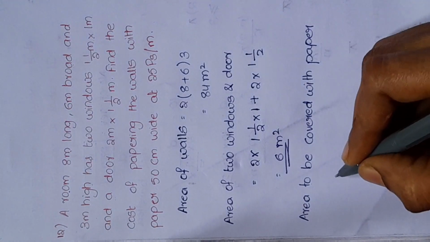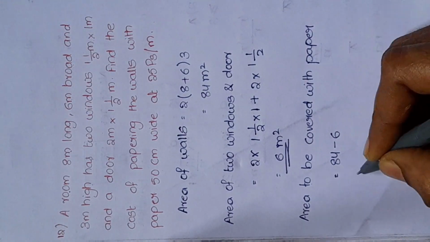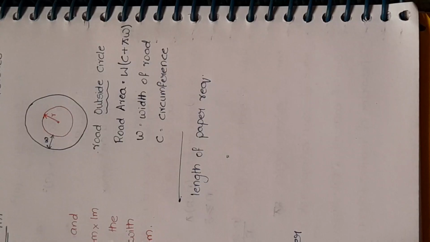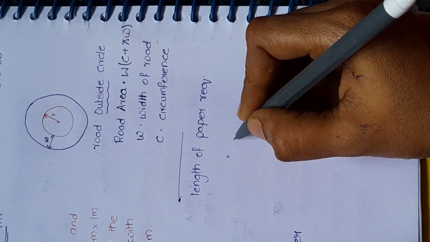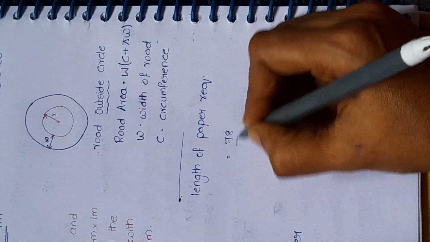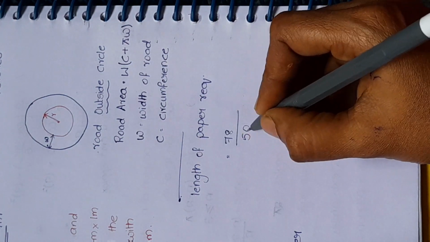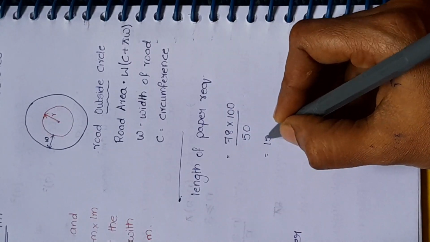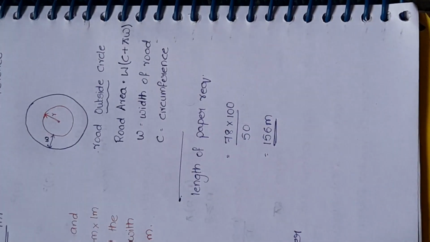Now the area to be covered with paper is 84 minus 6, which is equal to 78 meters square. This should be covered with the paper. Now the length of the paper required is area by the width of the paper, that is 78 by 50. But here 78 is in meters and 50 is in centimeters. So convert this into centimeters. We get this as 156 meters.